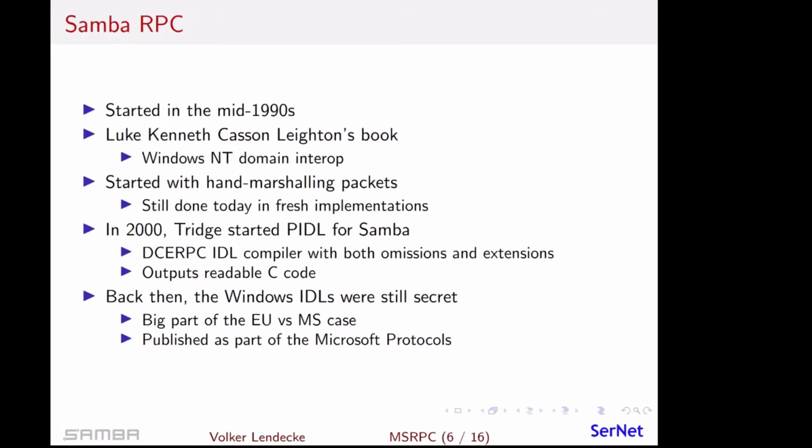The Samba RPC implementation started in the mid-90s. If you Google for Luke Kenneth Casson Leighton DCRPC over SMB, you will still find a book where, when you read the first sections of it, you really start to think how many layers can you put on top of each other to just get RPC done, and how many layers of fragmentation and defragmentation can you get. But yeah, that's the basis where Samba started from. This book essentially came from Luke working on this.